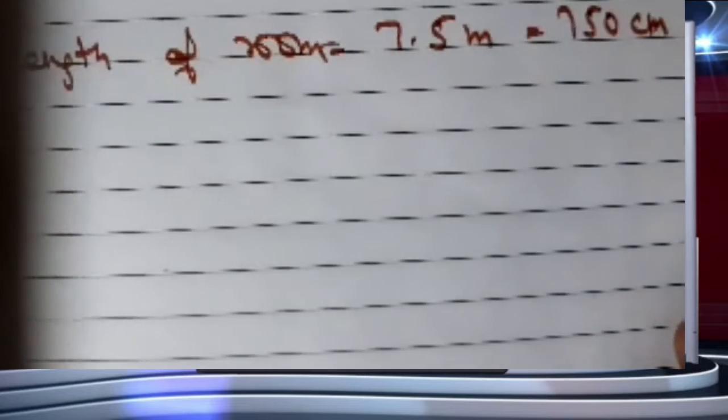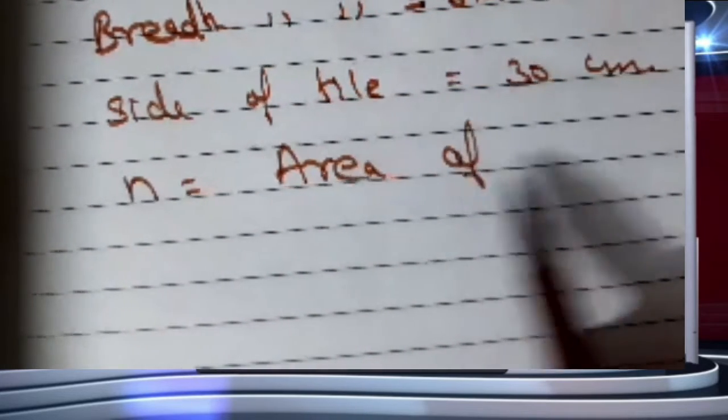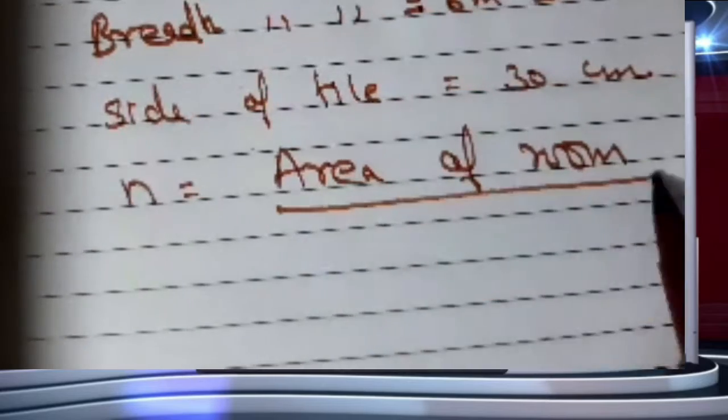So here length of the room is 7.5 meter, which is 750 centimeter. And breadth of the room is 6 meter, which is 600 centimeter. Now side of tile is 30 centimeter. So we have to find out number of tiles, which is equal to area of room divided by area of tile.